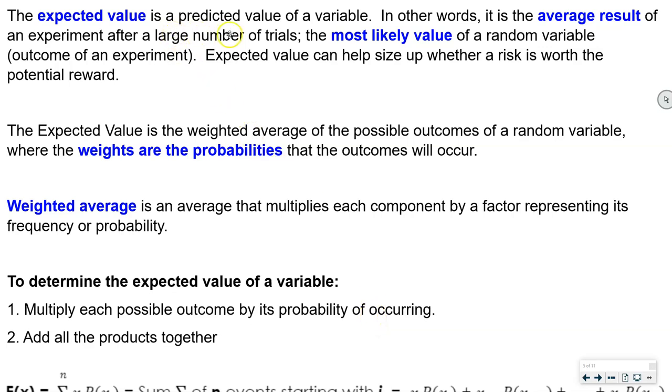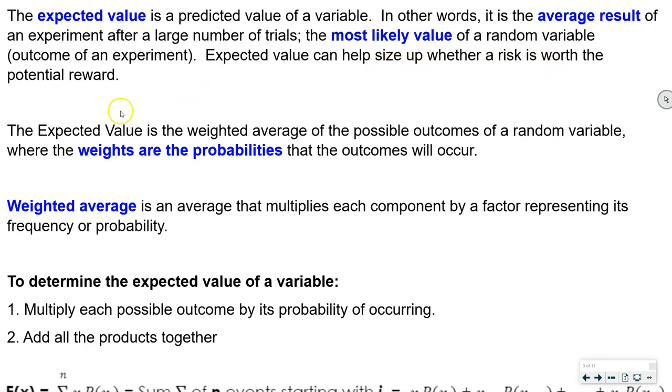The expected value is a predicted value of a variable. In other words, it's the average result of an experiment after a large number of trials. It's the most likely value of a random variable outcome of an experiment, basically. Expected value can help size up whether a risk is worth the potential reward, and we're going to talk about that some.